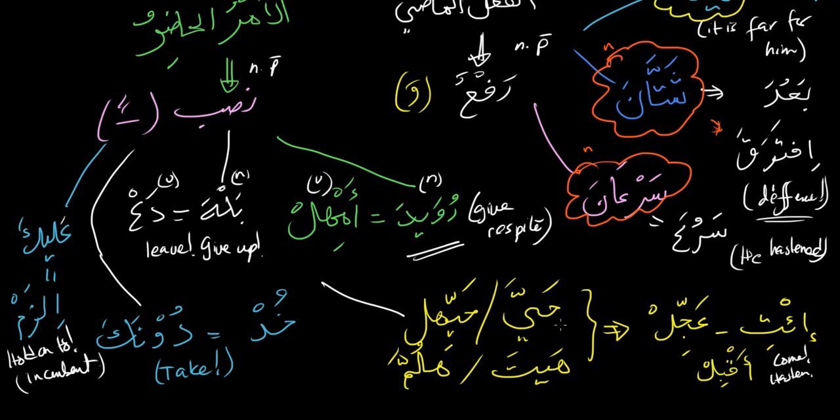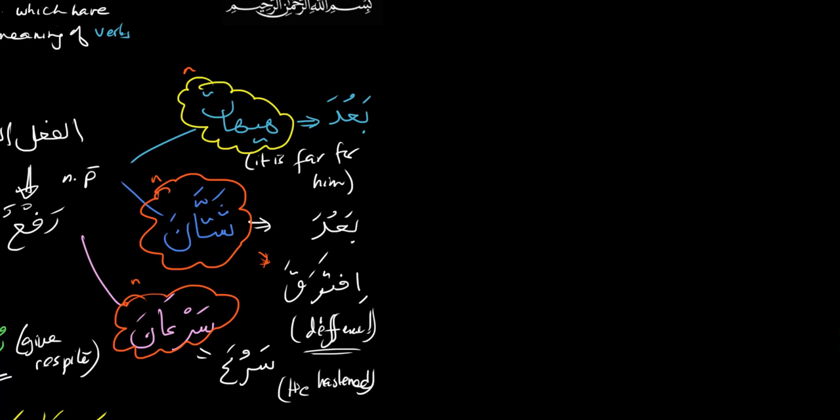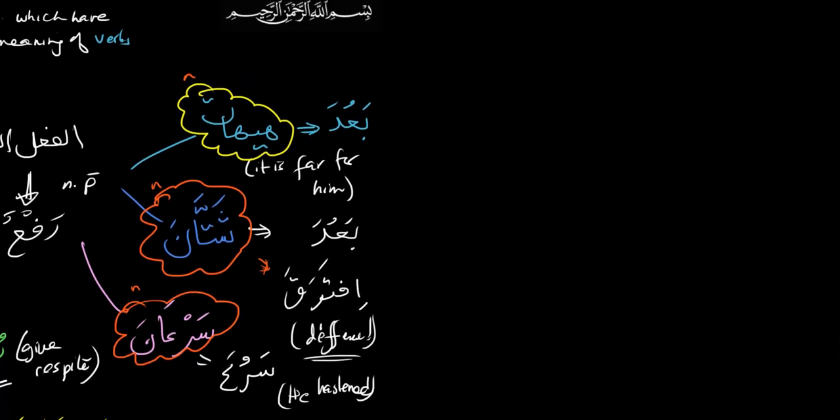And then there's another group of examples here: hayya, hayya hal, hayta and halumma. They all mean i'ti, ajil, or aqbil, which means come or hasten. So these are examples of nouns that have meanings of verbs. Of course, there's more. In addition to these, there are a bunch more, and we'll talk about them presently.